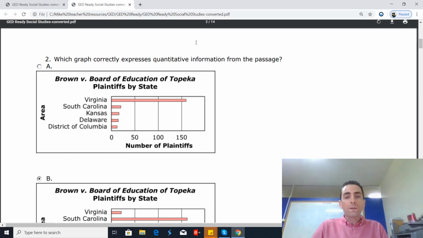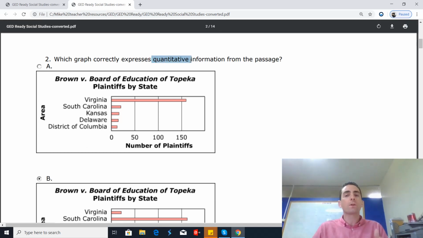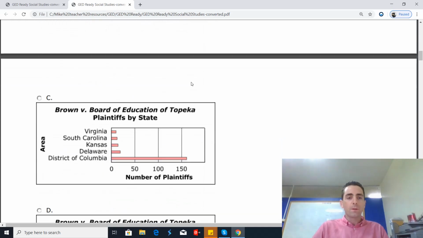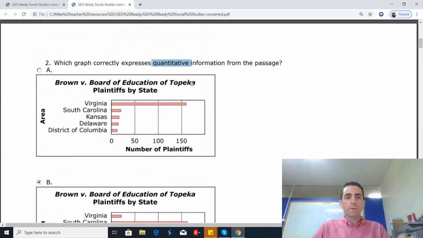On the one hand, you'd have quantitative, which means like how much money you have, or how many material possessions you own, like cars and watches and all this stuff. Qualitative, on the other hand, would be about like the quality of the air, or living conditions in general, environmental factors and things like this. Okay, so which graph correctly expresses quantitative information from the passage? Okay, so we get A, B, C, and D. So let's have a quick look through.